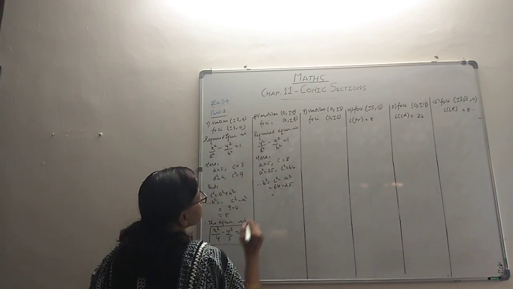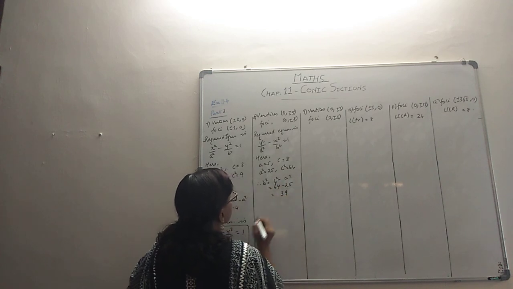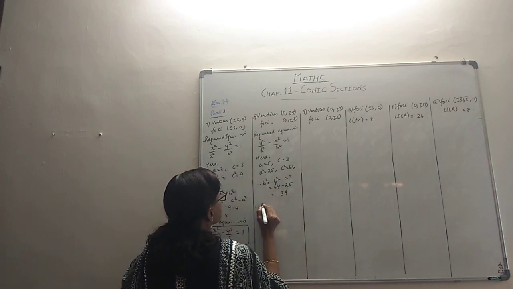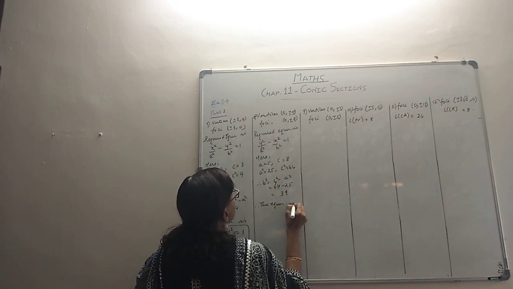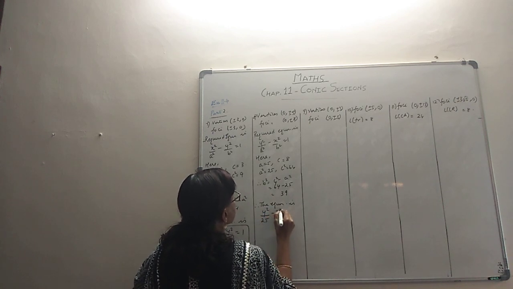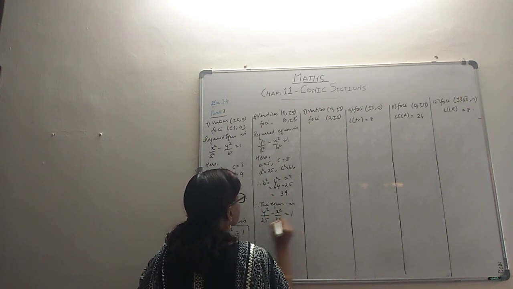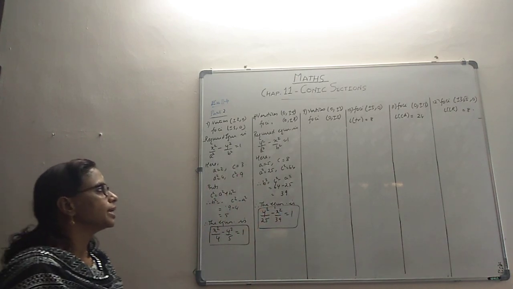We have learnt that b squared is c squared minus a squared, which is 64 minus 25. That gives us 39. So what is your equation? Therefore the equation is y squared by 25 minus x squared by 39 equal to 1. Right. Then we move to the next problem.